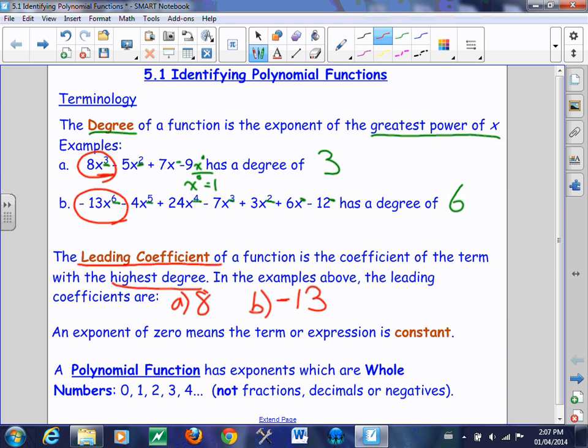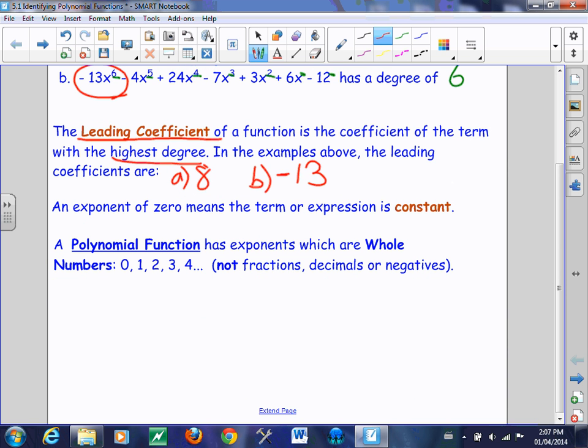Next, we notice that an exponent of 0 means that the term is constant. If I go back up to that example where it says negative 12 in B, that is really negative 12 times x to the exponent 0. And remember, anything raised to the exponent 0 equals 1. So that's where you get the negative 12.